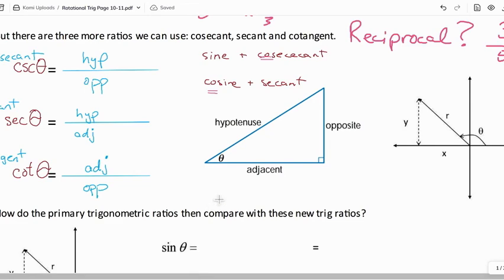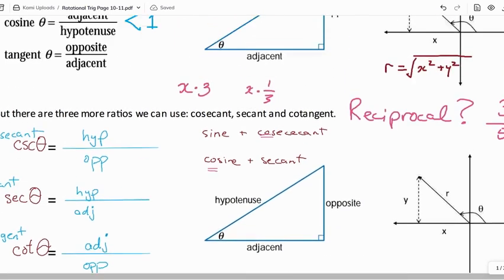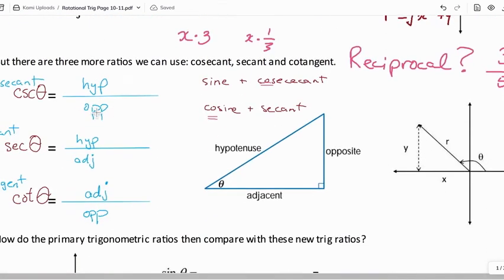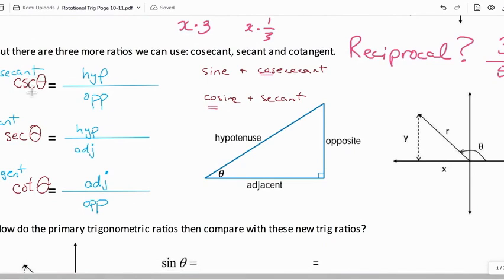Before I move on, I want to return to the idea that we said that sine and cosine are always less than 1 because the hypotenuse is always bigger than the side on top. So what does that mean for cosecant and secant? Don't tell me. Tell your elbow partner. Right? Is that what we all said? I heard everyone saying it. Yeah, they're always going to be greater than what?